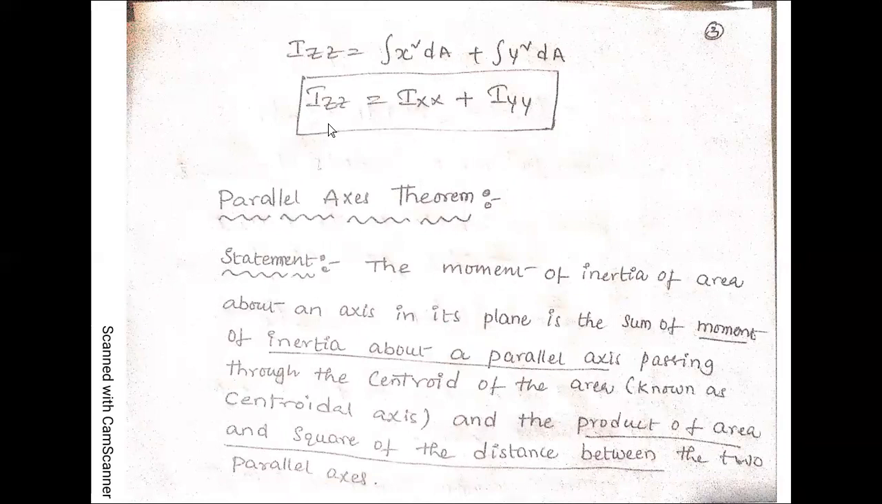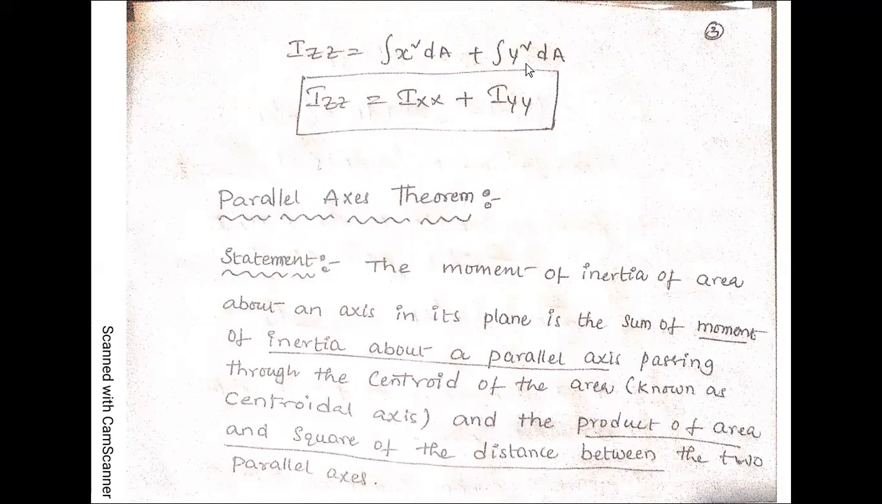Then Izz is equal to integral x square dA plus integral y square dA. What's the value of integral x square dA? Distance square into area. So x square is the distance between the vertical axis and the central line. So this term will become Iyy.